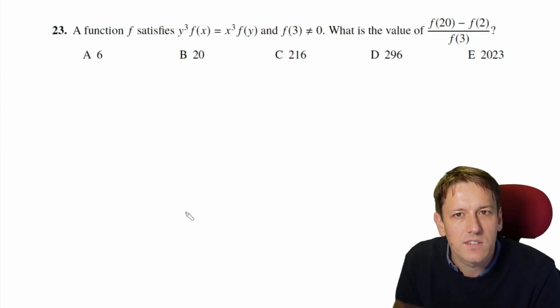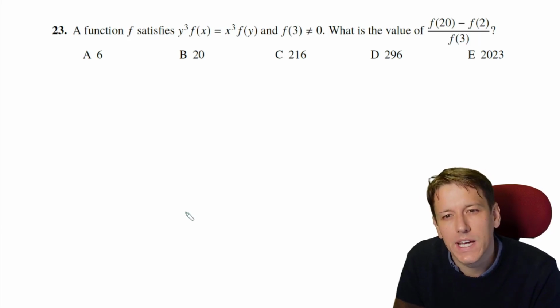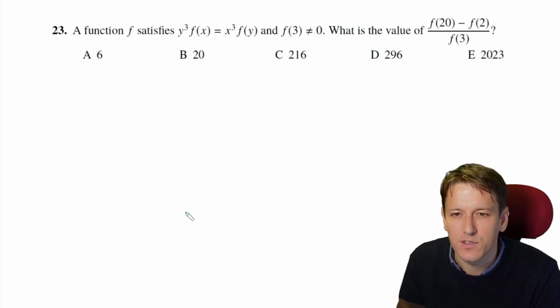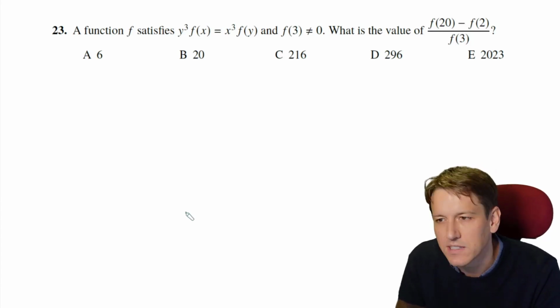A function f satisfies y cubed times f of x is equal to x cubed times f of y, and we know that f of 3 is not equal to 0. And so we want to work out what the value of f of 20 minus f of 2, divided by f of 3 here, is. Obviously, if f of 3 was 0, this wouldn't really make sense.